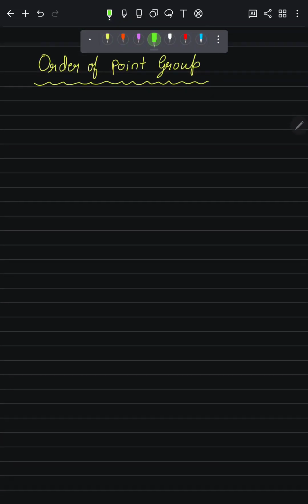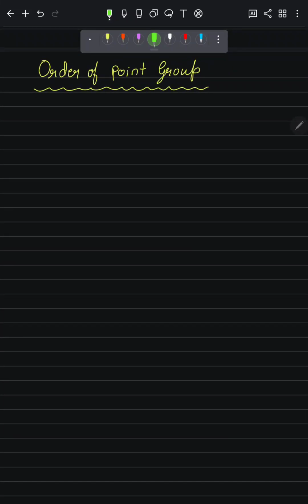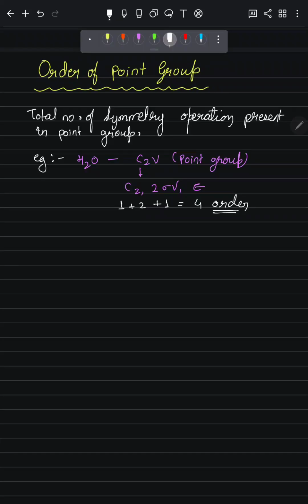Now let's discuss another important topic, which is the order of a point group. What we mean by order of a point group is the total number of symmetry operations present in a point group. So this is the definition: the total number of symmetry operations present in a point group is called the order of the point group.